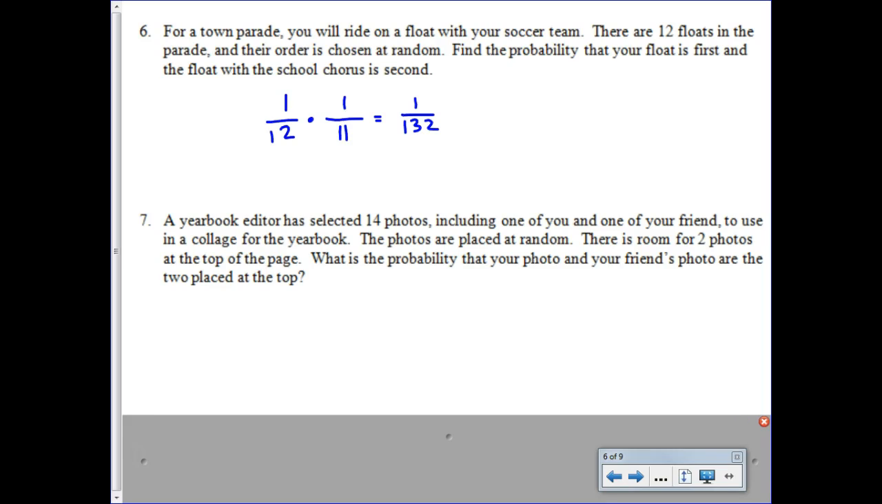So, we have 2 that we could pick out of 14. And then if we pick one of them, then we only have 1 out of 13 left. So we get 2 out of 182, which reduces to 1 out of 91. And you can get the decimal approximation for that if you would like as well.